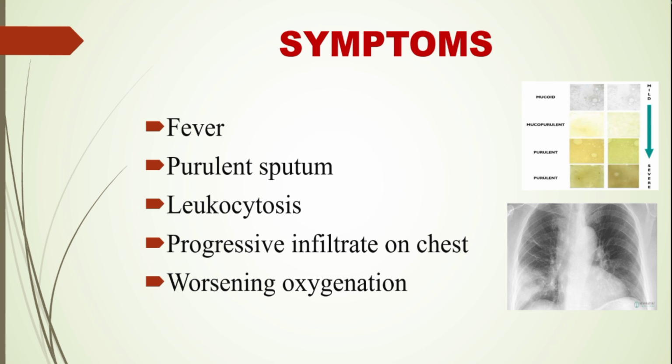Then leukocytosis, an increased WBC count of more than 11,000 cells per microliter in adults, and a progressive infiltrate on the chest. In the chest x-ray there are whitish patches that show infiltration, meaning infection in the chest. Then worsening oxygenation: the patient is on mechanical ventilation but oxygenation is deteriorating. In the ABG report you can see decreased PaO2 and decreased SaO2 values, which can give hints that the patient may have VAP.